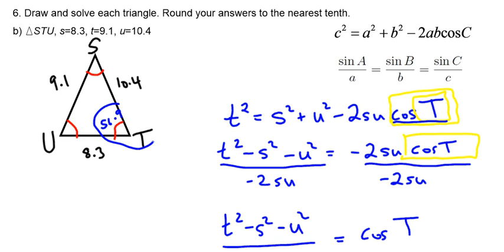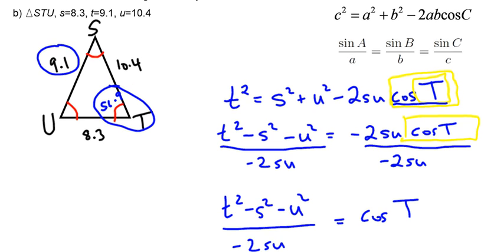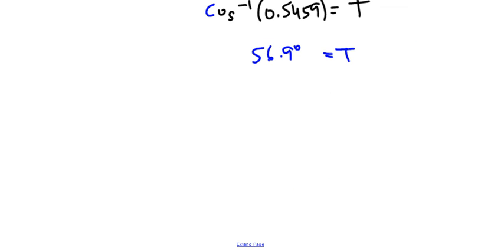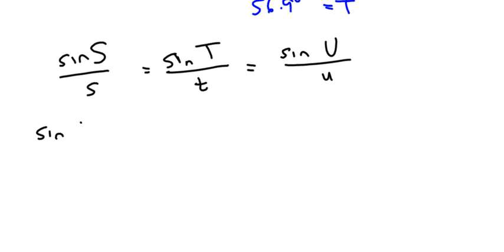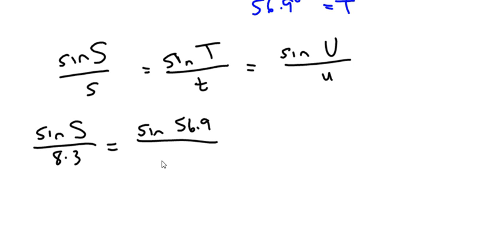And now that I know one of the angles along with its opposite side, now I can use the sine law to find the rest of the sides. Sorry, the rest of the angles. So to set up the sine law correctly, the one that I know is t, so I put that in the middle, sine t over t. And then sine s over s and sine u over u. Okay, so just two separate little proportions to solve for. So sine s over s, and side s was 8.3, equals sine t, which I've just discovered is 56.9, over side t, which is 9.1.